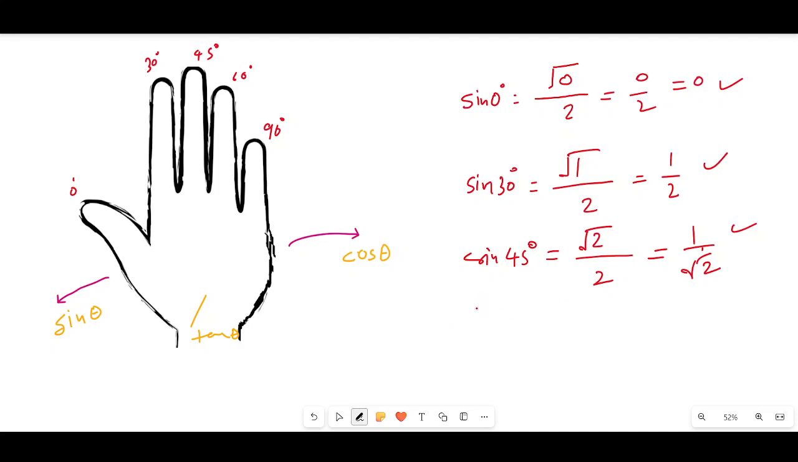So sine 45. Now what is the value of sine 60? For sine 60, there are 3 fingers, so 3 and square root, divide by 2, so root 3 by 2 is the answer. What is the sine 90?